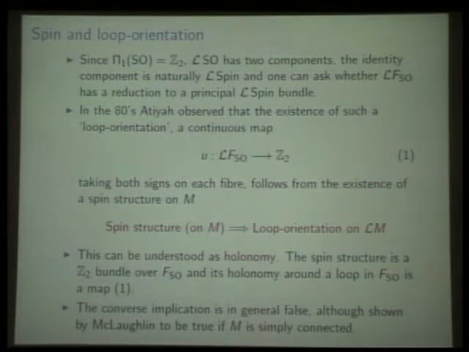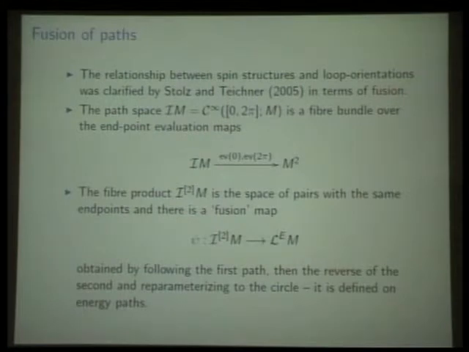You might think this is simple, but in fact, the true nature of what's going on here wasn't understood until maybe less than 10 years ago, as I'll say in a minute. The converse, that a loop orientation implies the existence of a spin structure, is false. McLaughlin showed, again in the early 90s, that this is true provided the manifold is simply connected. In other words, there's almost nothing going on at the topological level you're talking about.